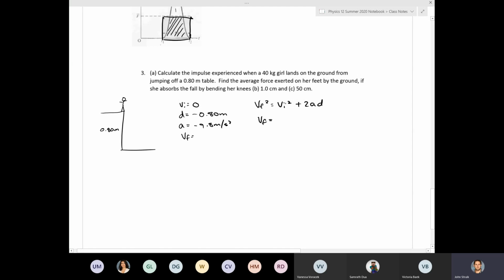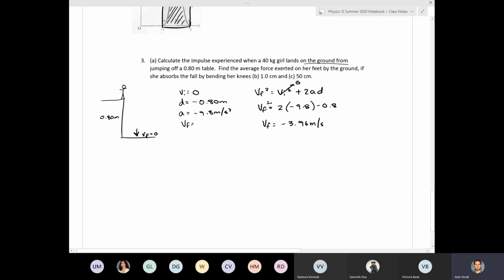So VI is 0, so that just goes away. 2 times negative 9.8 times negative 0.8, forget the squared, 2 times 9.8 times 0.8, and then we're going to square root that. And then VF will equal negative 3.96 meters per second. Okay, now why do I need that? We want to know the impulse experienced when she lands on the ground. Well, when she lands, her velocity right before the ground is that way, and then her VF will be 0. Okay, so her actual change in velocity will be 0 minus negative 3.96 meters per second.